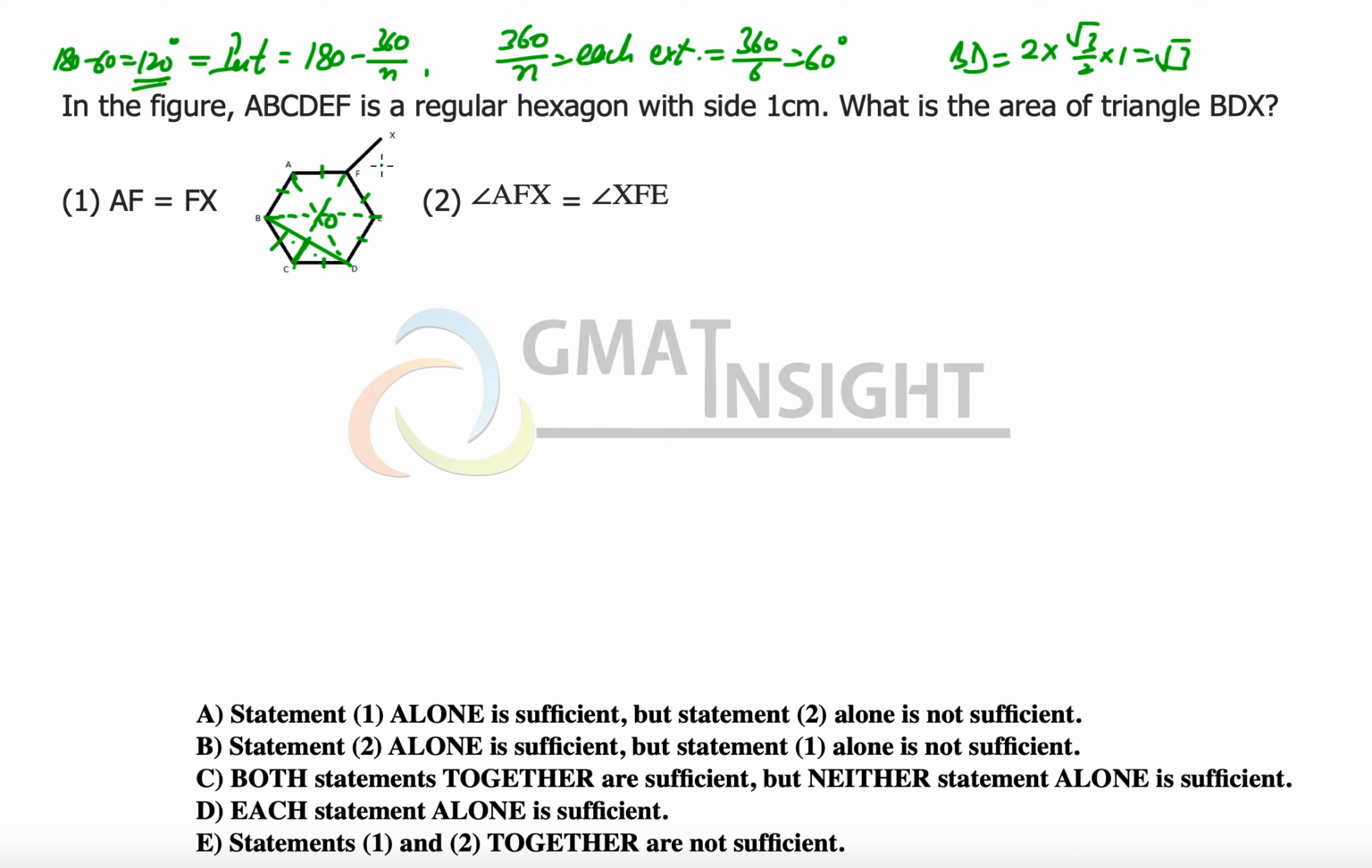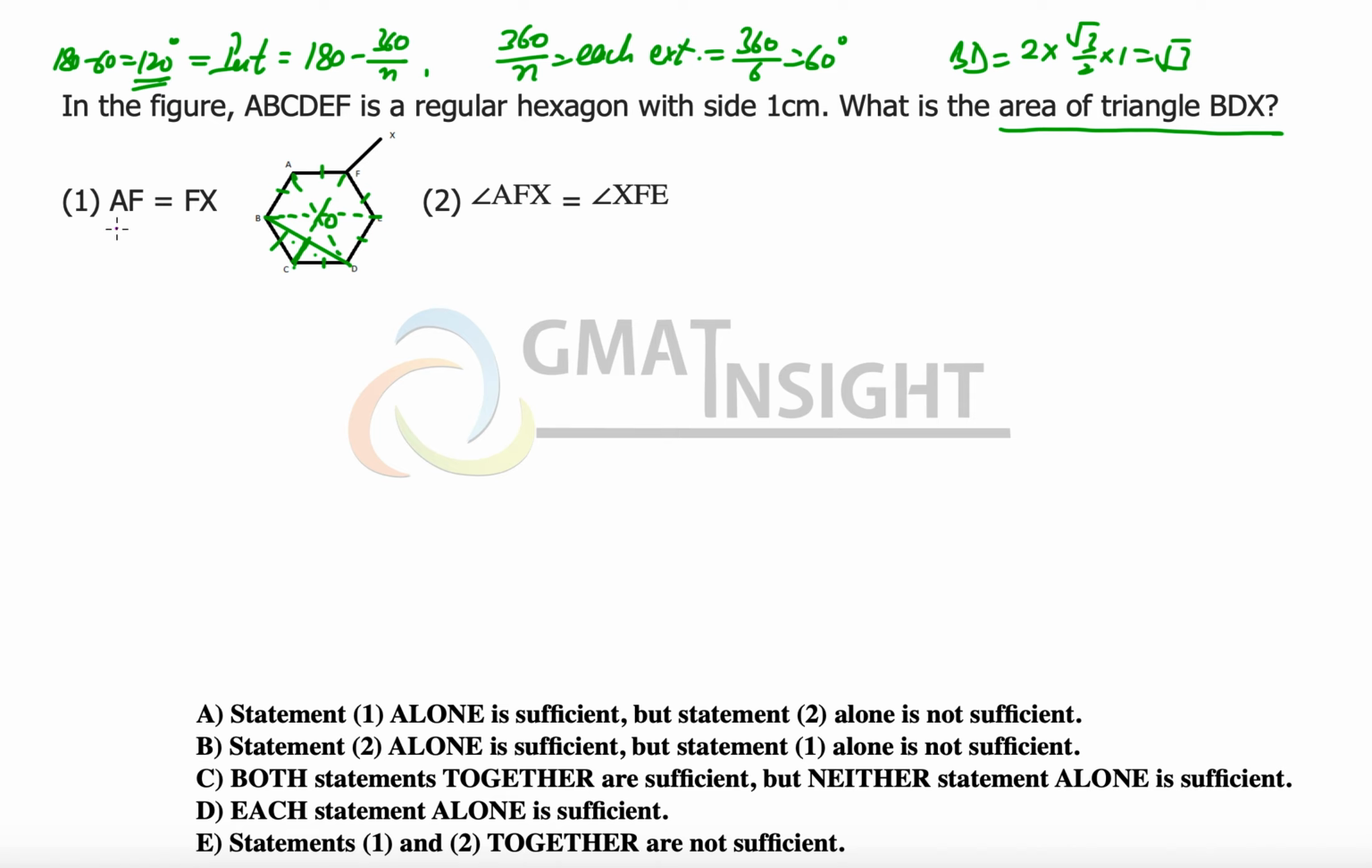Now the only problem is to find out where the point X is located so that the height can be calculated, because the area of any triangle is half of base into height. So our entire focus will be on finding the height, for which we need to fix where the point X is. Now let's look at the statements.